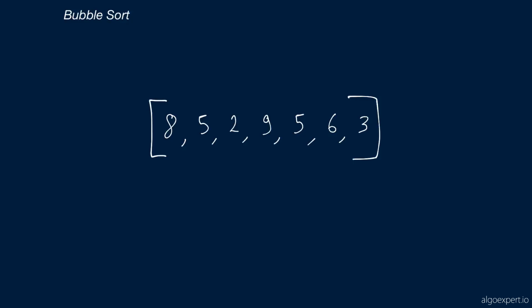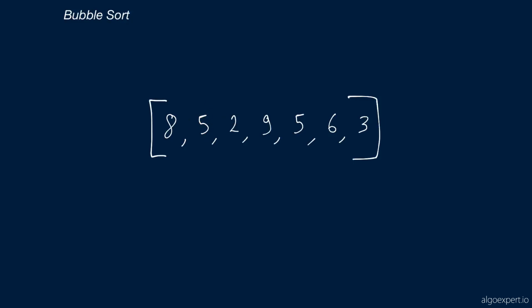Well, basically, we're going to iterate through this array multiple times. And each time we iterate through it, we're going to perform swaps to place numbers in their correct order. So more precisely, the first time we iterate through this array, we're going to traverse through it from the start all the way to the end. And at each number that we're at, we're going to check the current number and the number that comes right next to the current number.